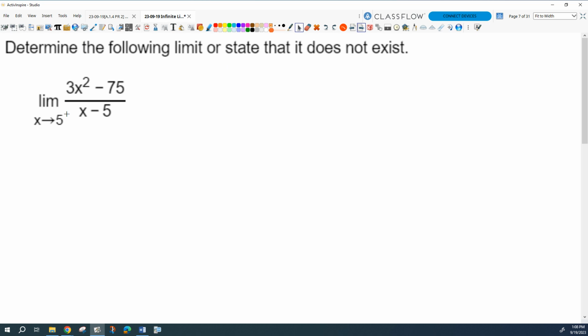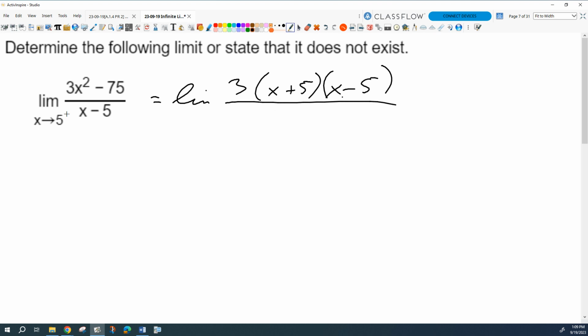What are we doing here? Say it again. Okay, yeah, we need to cancel, right? This is a cancellation technique one. I got a rational function, so if I get an indeterminate form, it means factors are going to cancel, but I've got to factor it. What does the top factor into? Take the 3 out, and then I'm left with x squared minus 25, which factors into? Okay. On the bottom, we've just got x minus 5 as x approaches 5 from the right.